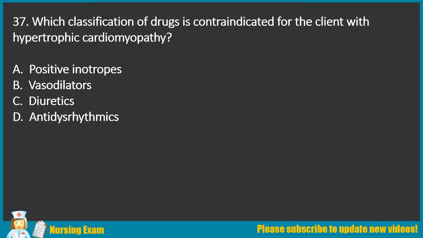Question 37. Which classification of drugs is contraindicated for the client with hypertrophic cardiomyopathy? A. Positive inotropes. B. Vasodilators. C. Diuretics. D. Antidysrhythmics.